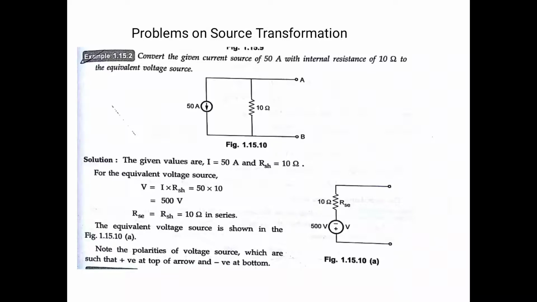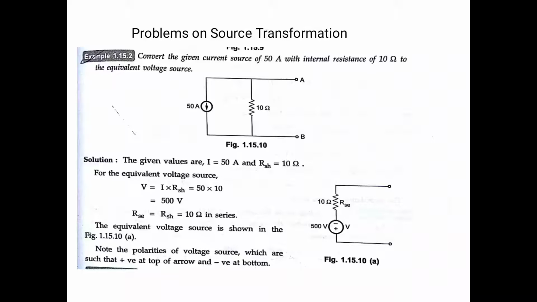That's a very simple problem. Convert the given current source of 50 amperes with an internal resistance of 10 ohm to an equivalent voltage source. Here the current source is in parallel with 10 ohm. To convert this current source to a voltage source, what is the voltage? V equals I into R. That is 50 into 10, that is 500 volts, with the 10 ohm resistance in series.